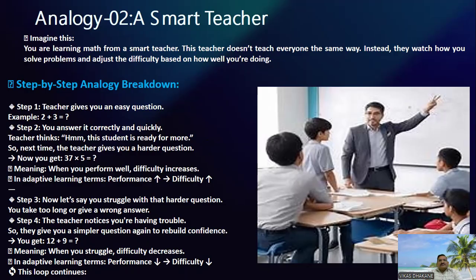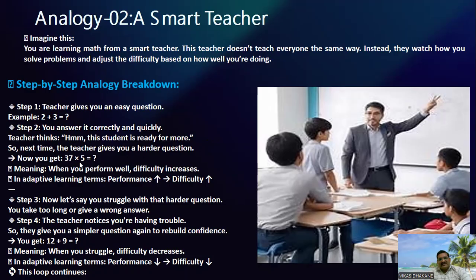Okay. So now the step-by-step analogy of the smart teacher. I already explained it, but let me explain it step by step. As I said, the teacher makes the adjustment in his teaching style as per the response he got from the learners. So here, step one, the teacher gives you an easy question, for example, 2 plus 3, and you answer it correctly and quickly. So the teacher thinks that, okay, the student is ready for a more complex question. He has already understood the concept very well. So next time the teacher gives you a harder question.